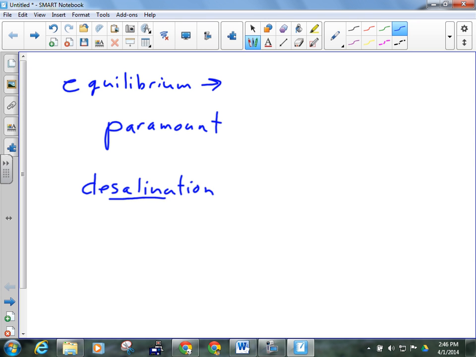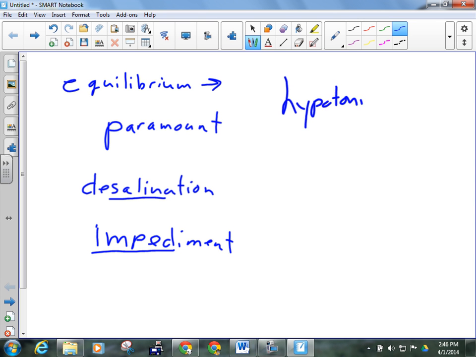Paige? Pardon me? Impediment? Impediment means something that slows you down. If we look at the word impediment, the base word there is impede. If something impedes you, it is slowing you down. So an impediment is anything that slows you down. Hypotonic means that one side is considerably less concentrated than the other.